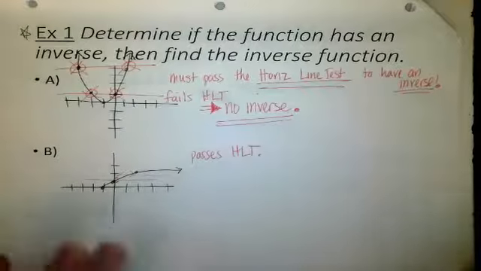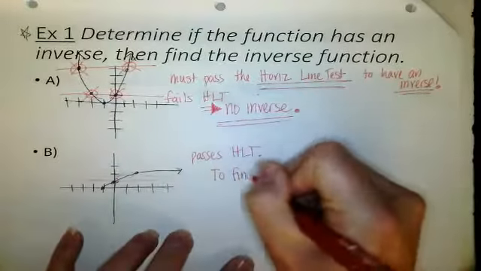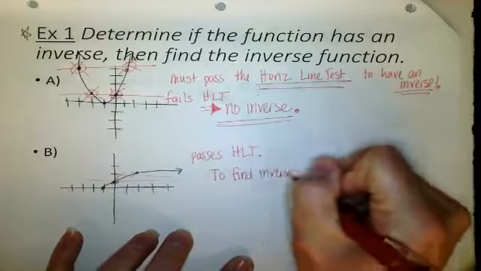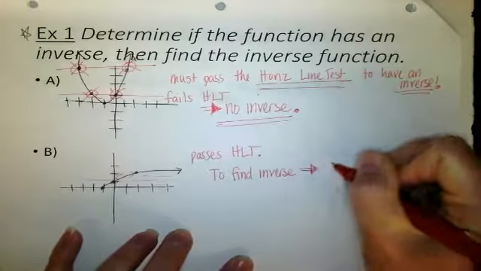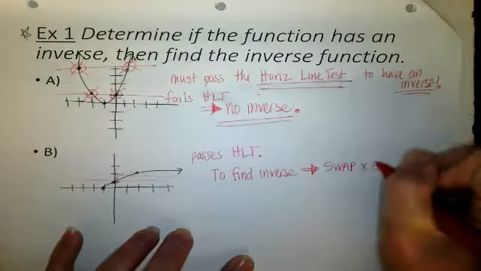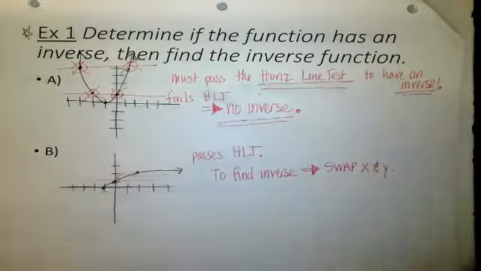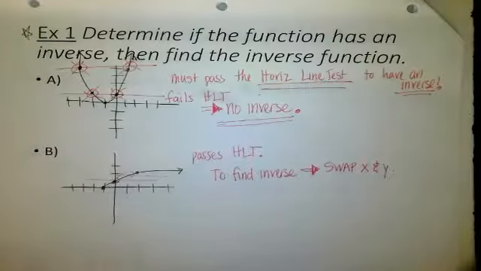Now, to find the inverse, all we have to do is swap the x and y values. That's it. It's very, very easy. So what does that mean?